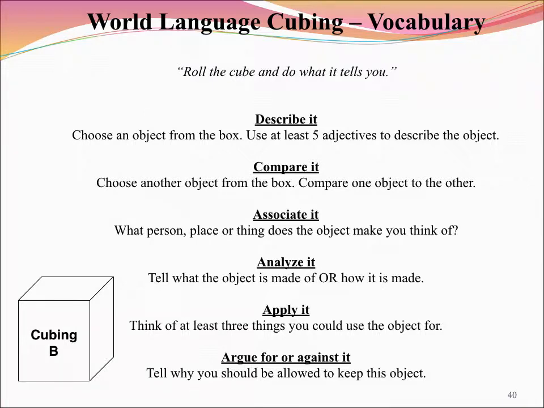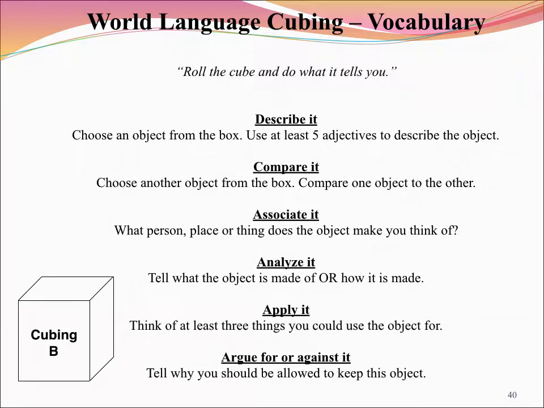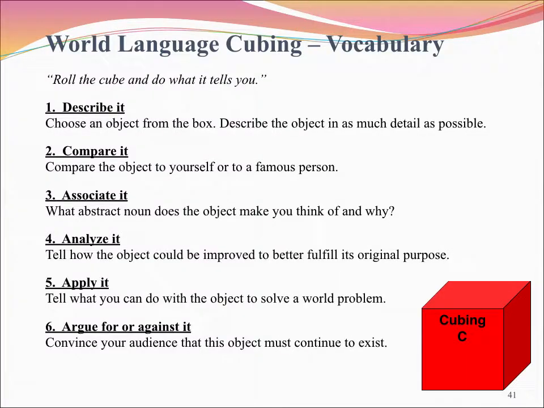In argue for or against it, it's also a little different. Tell why you should be allowed to keep this object. Again, no guidance. It's more open-ended, a little bit fuzzier, more for students to decide. So obviously, the students that get this cube need the guidance, need the support or the scaffolding, and need the tight parameters. This group doesn't need all of that support. Take a look, because I may have another group that needs this cube.